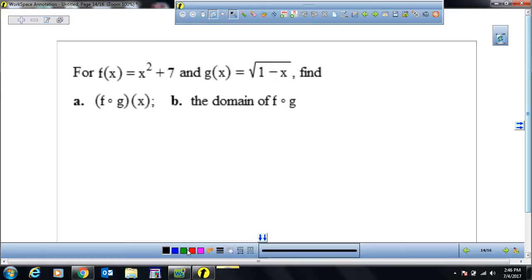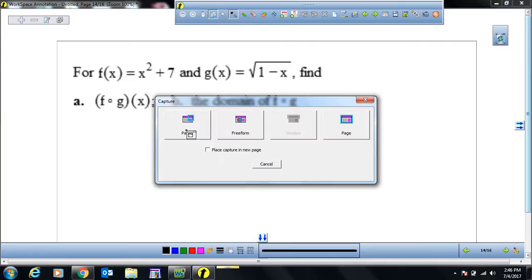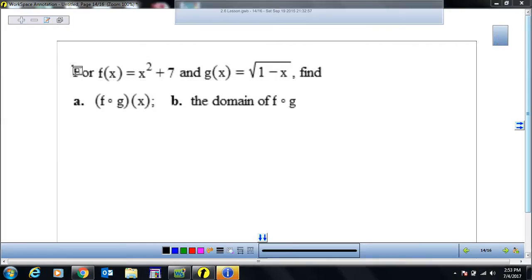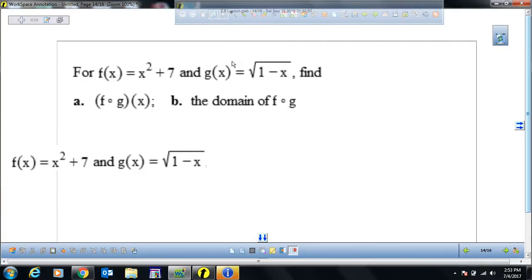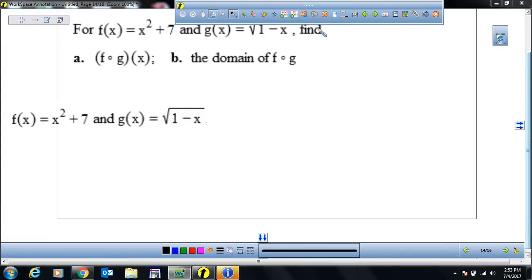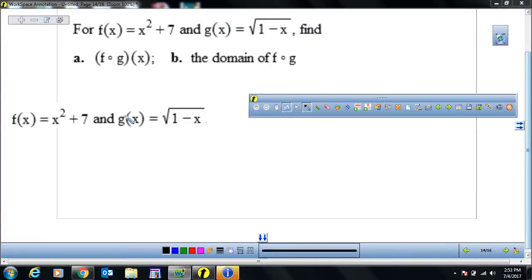So to find the function f of g of x, we talked about it. What does it mean by f of g of x? It means that we need to substitute the function g of x into every x of the function f of x. That's what that means. I'm going to write it differently. Remember that that symbol means this. F of g of x.